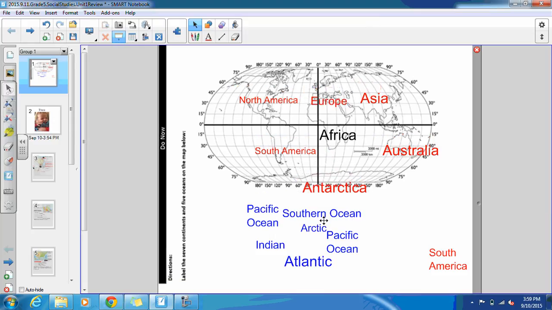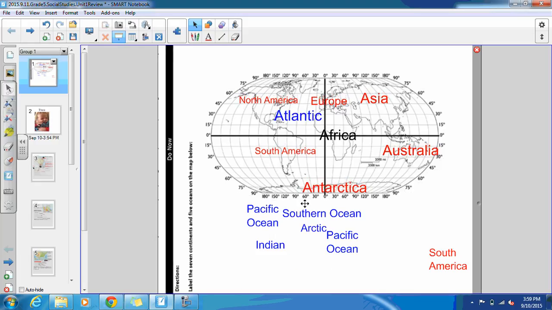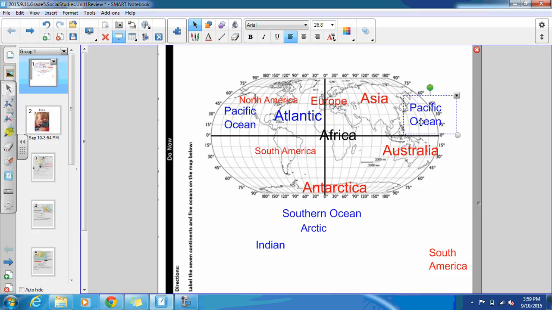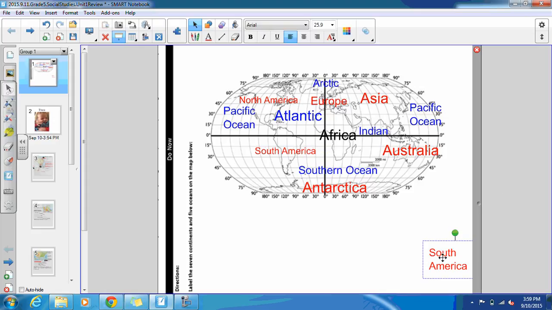To the east of us in North America, we have the Atlantic Ocean. To our west, we have the Pacific Ocean. Now remember, the Pacific Ocean, because the Earth is round, is also over here. Same ocean, so you can label it either place. Southern Ocean is in the south. Indian Ocean is by India. And the Arctic Ocean is in the Arctic. I accidentally had 2 South Americas, so just disregard that.